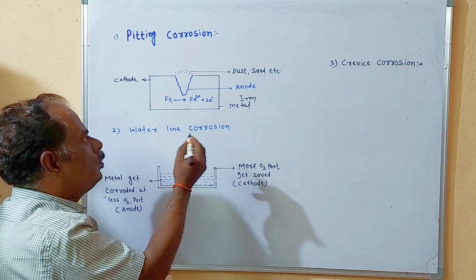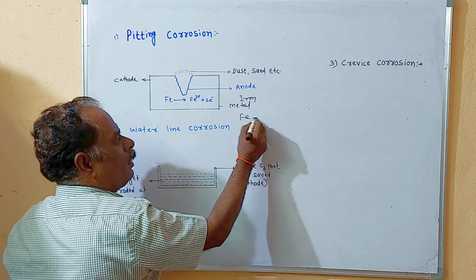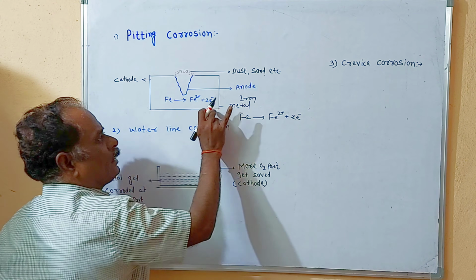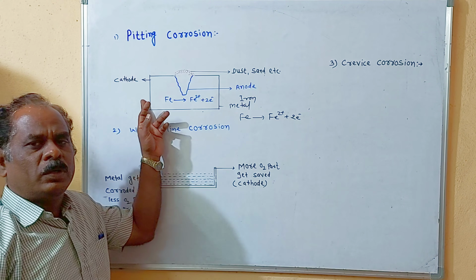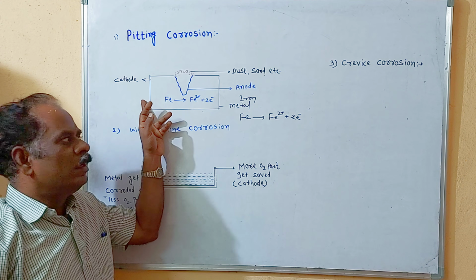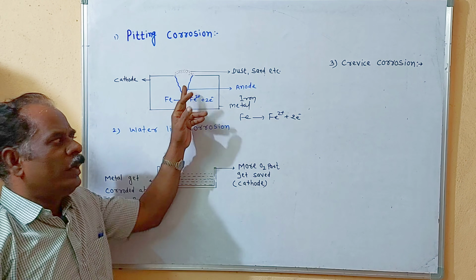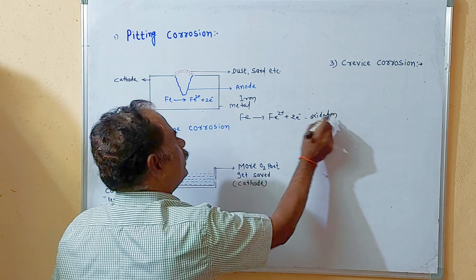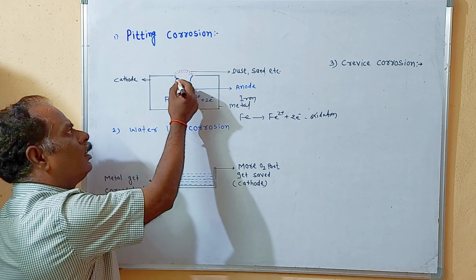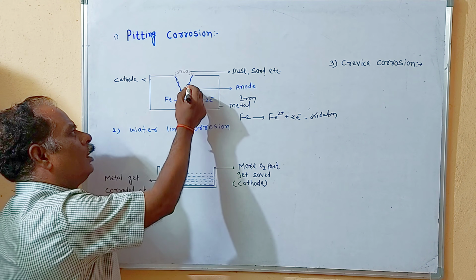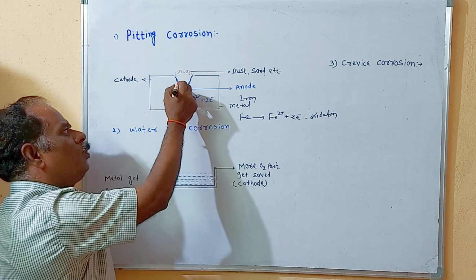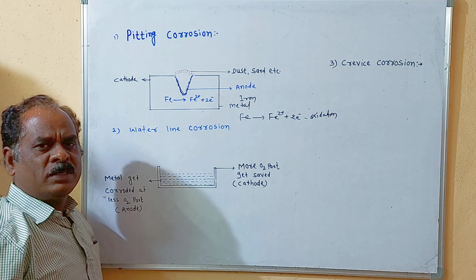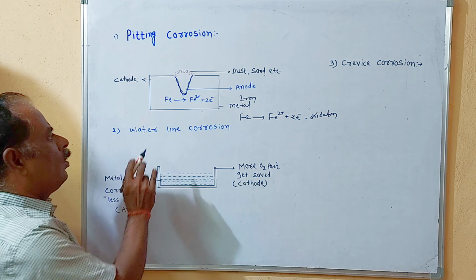Then iron loses electrons, Fe loses the electrons to form ferrous ions. These electrons transfer through the iron metal toward the cathode, that is the large surface area, and the Fe ions are produced at the anode. Oxidation takes place at the pit. This is the oxidation reaction, and corrosion occurs. Corrosion is produced on this pit area due to the less concentration of oxygen. Such corrosion is called pit corrosion.